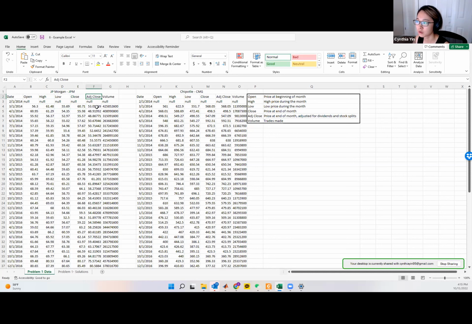Adjusted close price usually is after adjusting for dividend. So if the stock pays dividend, the close price is not really the close price because the dividend has some value. So you need to adjust for the dividend to get a right close price. So this is the adjusted close price. And also for stock splits, for example. And volume is how much the stock is traded within the month. Okay, so it has the definitions here.